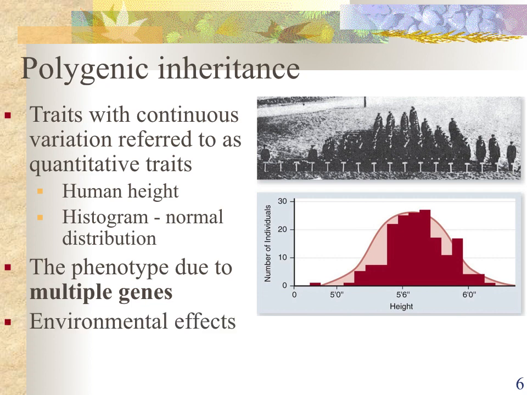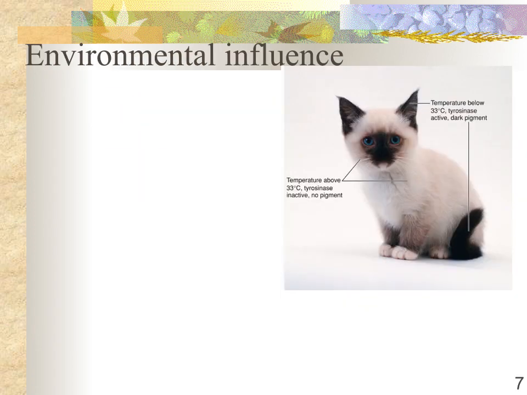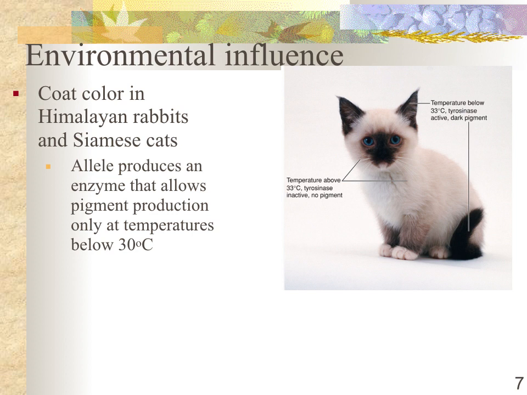There's also strong effects of the environment. For any of these traits, if you give individuals less food, they won't be as tall, they won't be as heavy, they may be less intelligent. The environment affects the expression of many genes. In some cases, we can see that really directly. There's a Siamese cat right there. Coat color in rabbits and some cats is affected by an allele that produces an enzyme that only produces pigment at temperatures below 30 degrees. And so this is only going to produce pigment in cooler areas of the skin, the tail, the ears, parts of the face, parts of the feet. This is a good example of how environment can affect some genes.